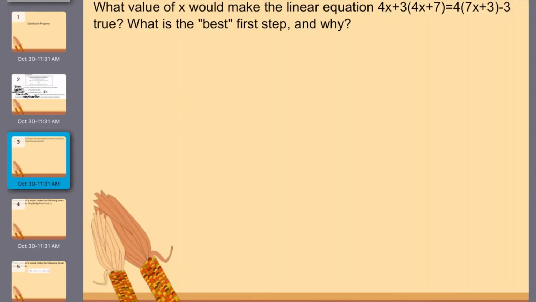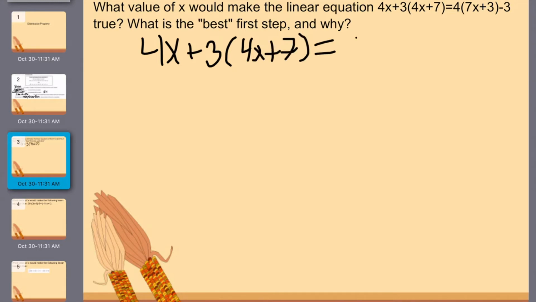What value of x would make the linear equation 4x plus 3 times the quantity 4x plus 7 equal 4 times the quantity 7x plus 3 minus 3 true? What is the best first step and why? Well, in this case, the best first step would be trying to simplify things by using the distributive property. So I'm going to rewrite it. So I have 4x plus 3 times the quantity 4x plus 7 equals 4 times the quantity 7x plus 3 minus 3.